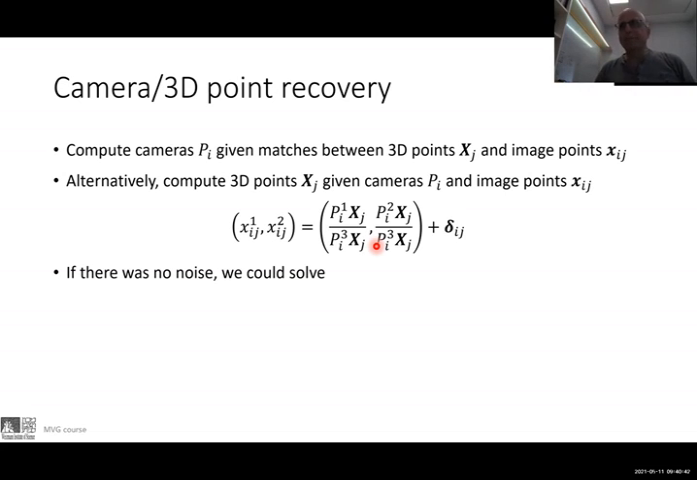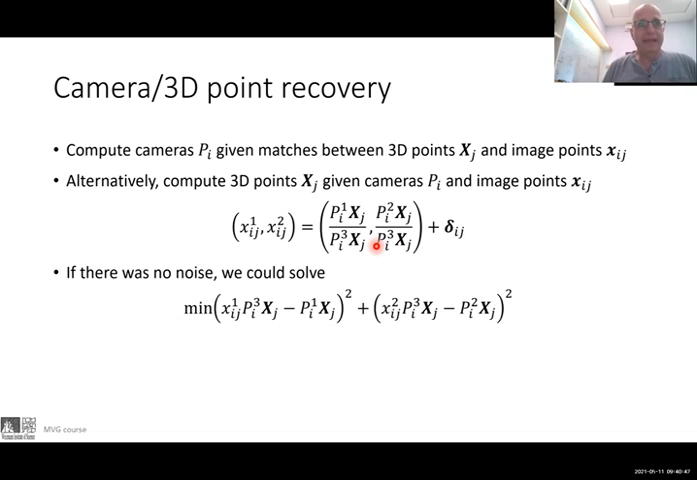We could multiply out the denominator, okay? And then we get equations like this, which are linear in both the cameras and the scene points. So quadratic really. If we want to solve, in this case for pi or for xj, given that the other one is known, then we simply solve a least square problem, and this is simple.